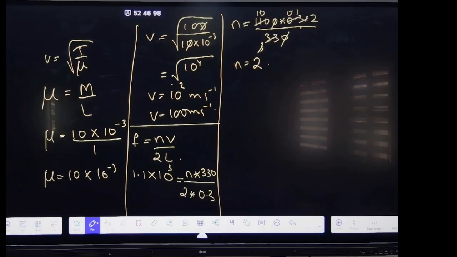Next question. When two tuning forks A and B are sounded together, 4 beats per second are heard. The frequency of fork B is 384 Hz. When one of the prongs of fork A is filed and sounded with B, the beat frequency increases. The frequency of fork A is: option 1, 388 Hz; option 2, 389 Hz; option 3, 380 Hz; option 4, 379 Hz.